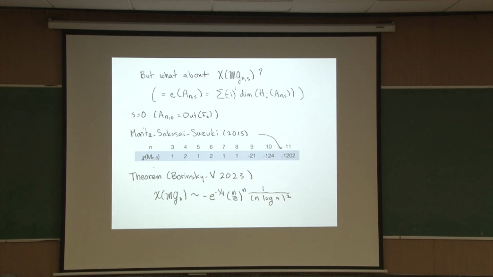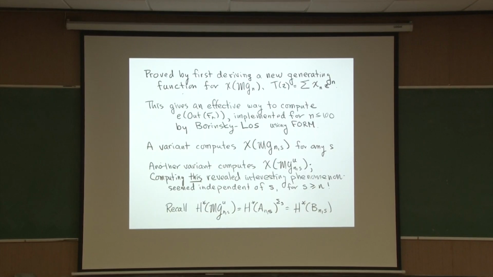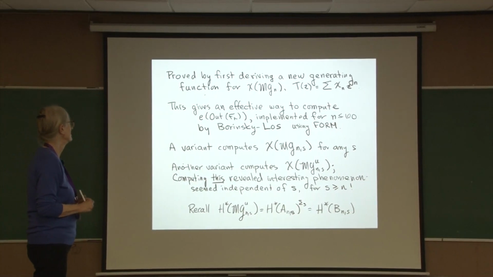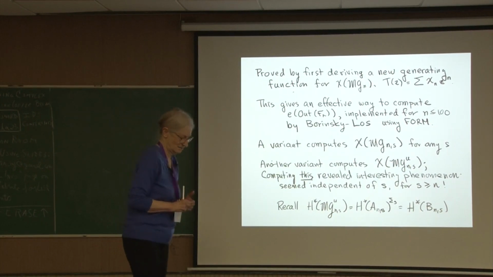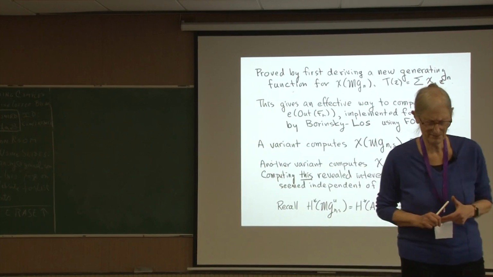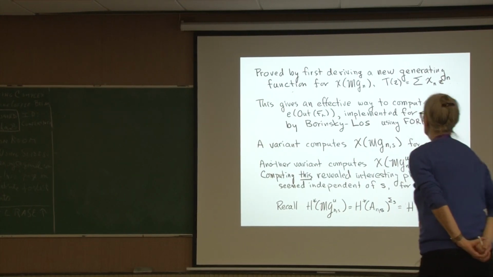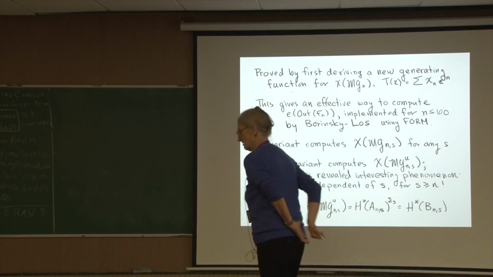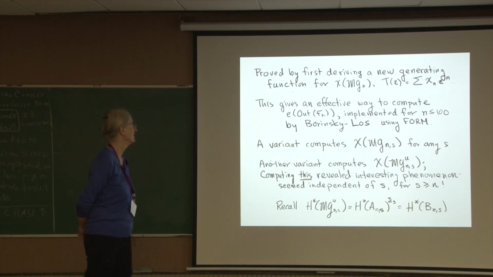But he was close. The way we proved that was by first deriving a new generating function for this Euler characteristic, by using different ways of counting graphs, which I probably won't get to. But this new generating function gives a very effective and efficient way to compute this number, E of Out(F_n).